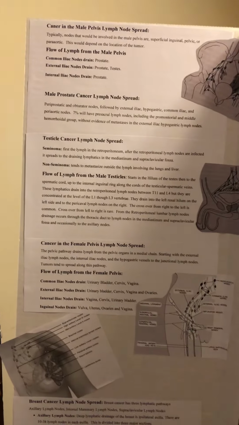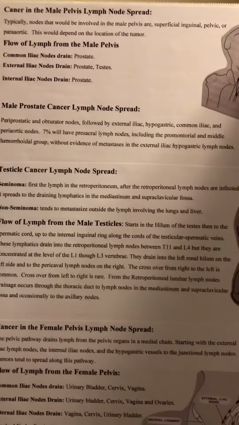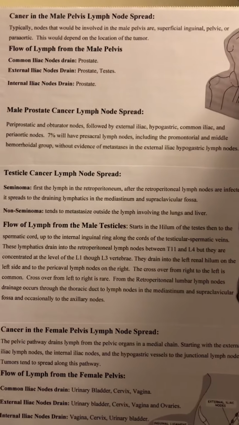Typically, for the flow of lymph from the male pelvis, the common iliac node drains the prostate, the external iliac node drains the prostate and the testes, and the internal iliac node drains the prostate. Down a little further, we've got prostate cancer and how that lymph node spread occurs.